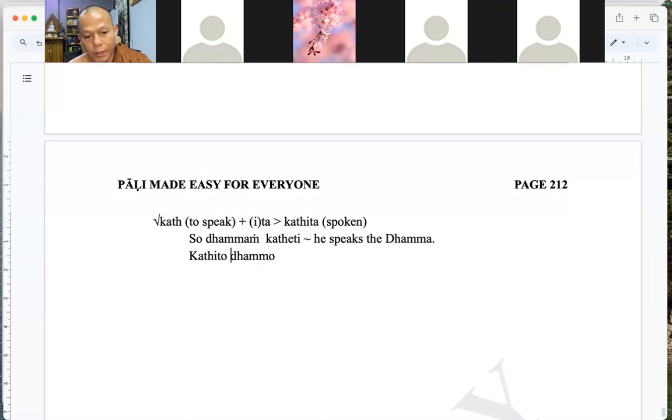Okay. When we add the agent, instead of the so, we have the tena. That one we already know. So tena kathito dhammo. So the Dhamma spoken by him. In this, this spoken modifies the object, the word Dhamma. In the previous sentence, Dhamma is the object. That is why it is also passive, briefly or simply, can be understood in this way.